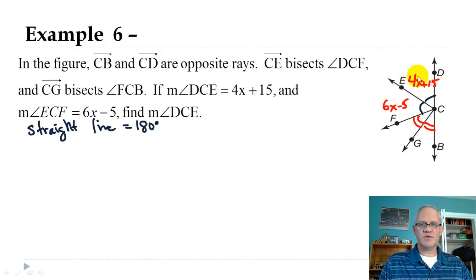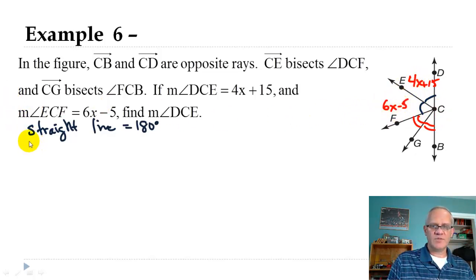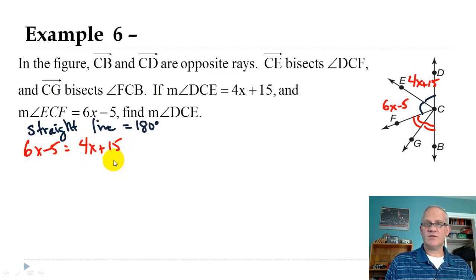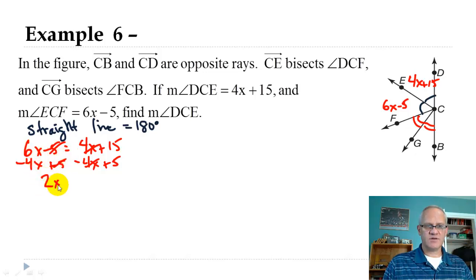Those two are supposed to be equal, right? Because of the bisector here, CE was the bisector. So we write an equation showing that those two are equal. And so we have 6x minus 5 equals 4x plus 15. And using algebra, we now solve it. So I'm going to do minus 4x. So these cancel. I'm going to do plus 5. So these cancel. 6x minus 4x is 2x. 15 plus 5 is 20. Divide by 2, x equals 10.